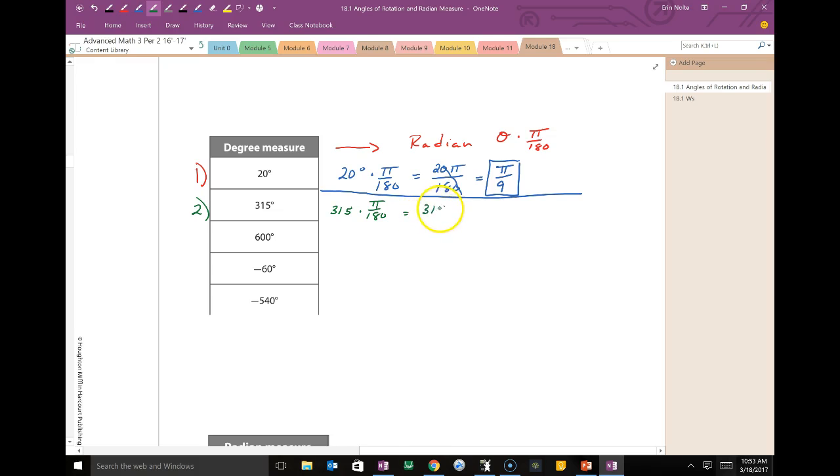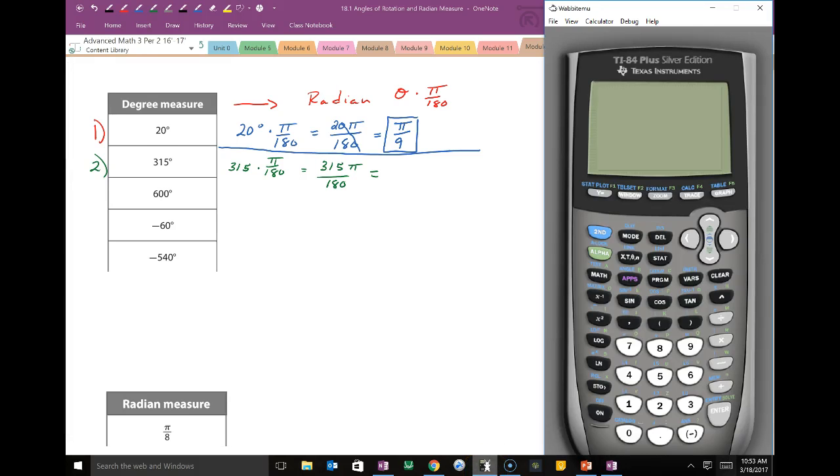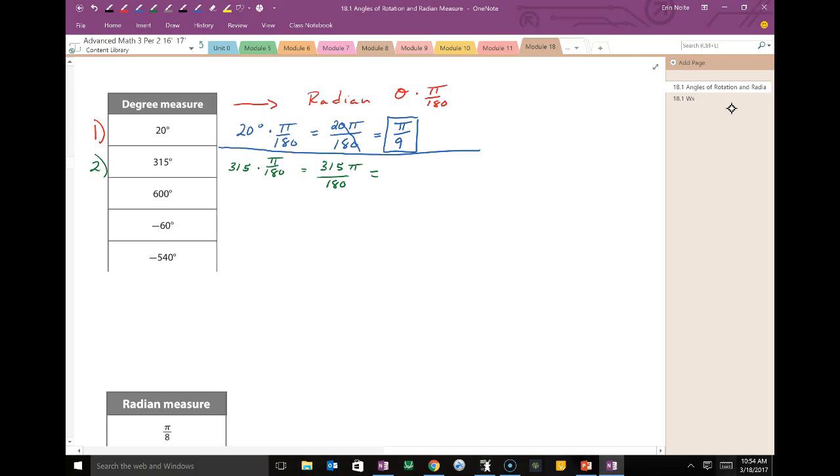So that's the same as 315 pi over 180. Now, this is a little bit more complicated as far as reducing the fraction. So you can use your calculator if you need to. Just working with the fraction, we want the pi to stay. I just have to reduce 315 over 180. I can type it in the calculator, 315 over 180, reduce it to a fraction, and that would be 7/4. So my radian is going to be 7 pi over 4. Don't get rid of that. That pi still stays.